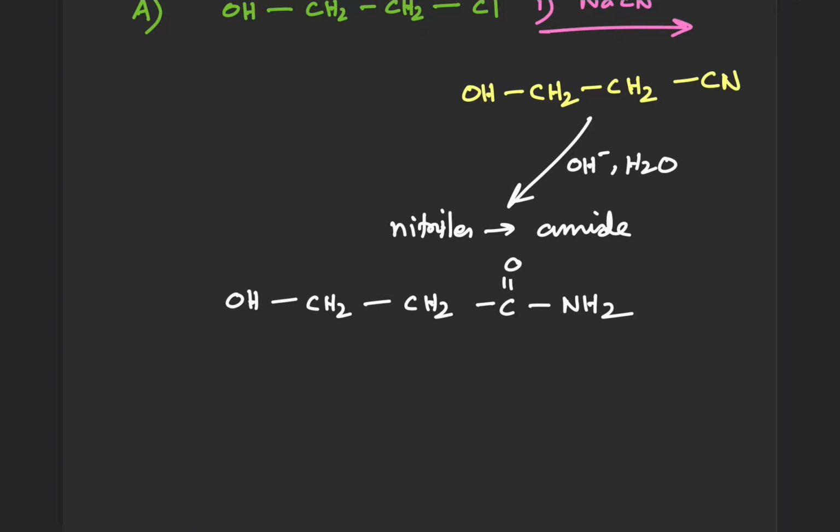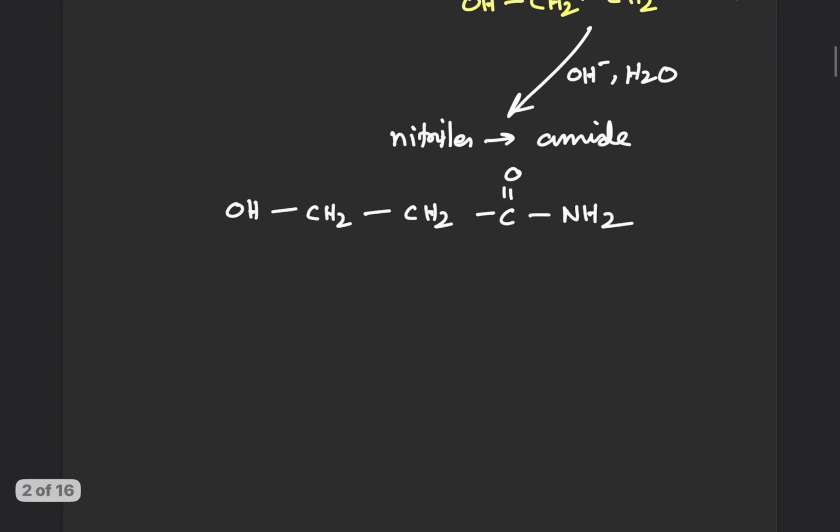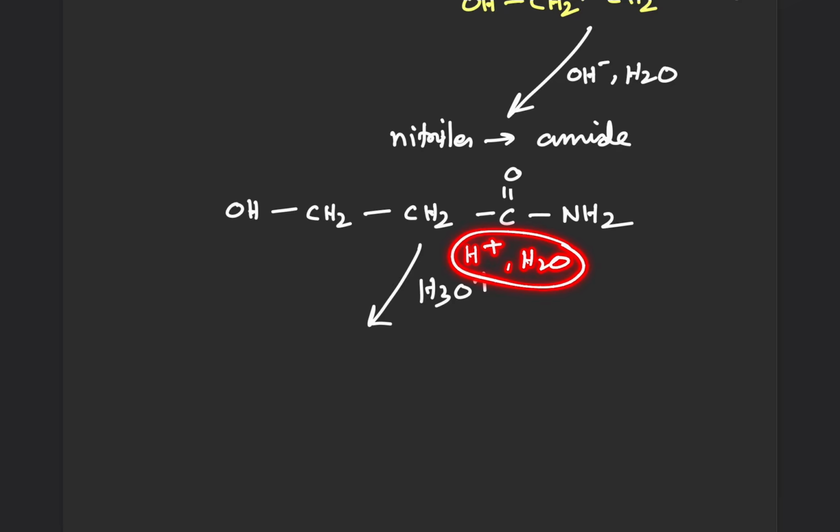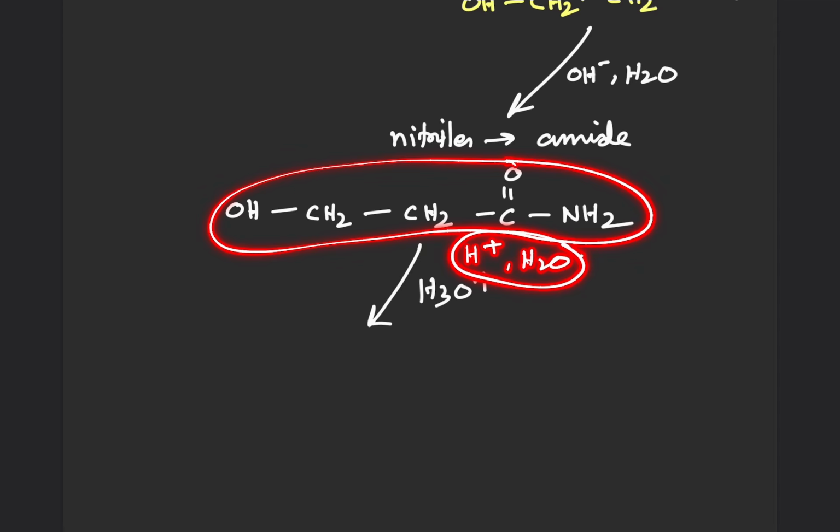Okay, and the third reagent that we used was H3O plus, which is basically acidic hydrolysis. That is, H plus and H2O, acidic hydrolysis. So we have an amide and we are doing acidic hydrolysis to it. So we'll be getting a carboxylic acid. So if we continue to hydrolyze amides in the presence of acids as catalyst, we get carboxylic acid.